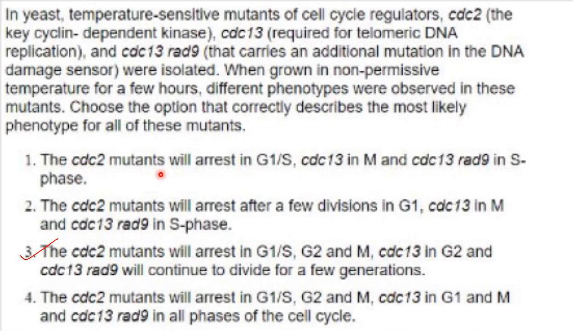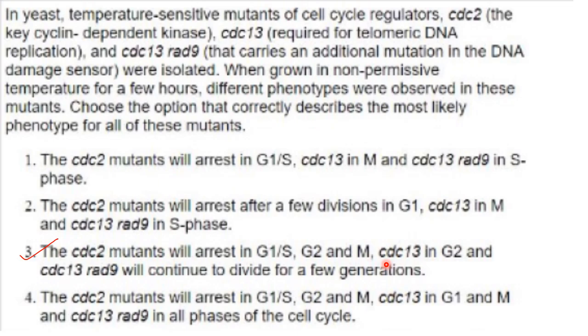The CDC2 mutant will arrest in G1S. No, CDC2 is the master regulator. It is required in G1S, G2M phases of the cell cycle. So CDC2 mutant will arrest in G1S, G2 and M. So they will show a different phenotype. See the third option. Then CDC13 mutant means the cell cycle will be arrested at the G2 phase. So CDC13 in G2 and CDC13 Rad9 will continue to divide for a few generations.